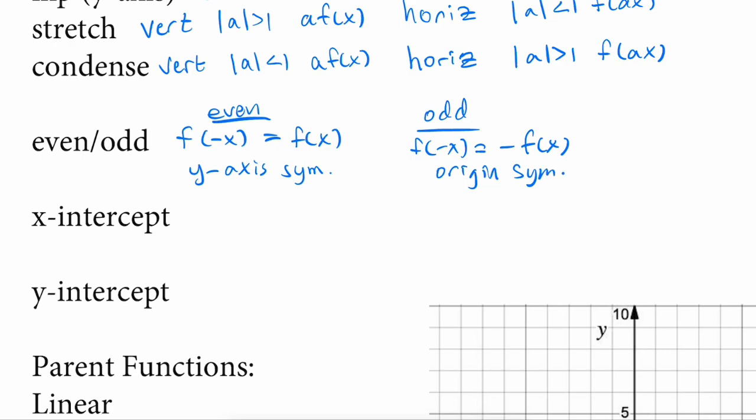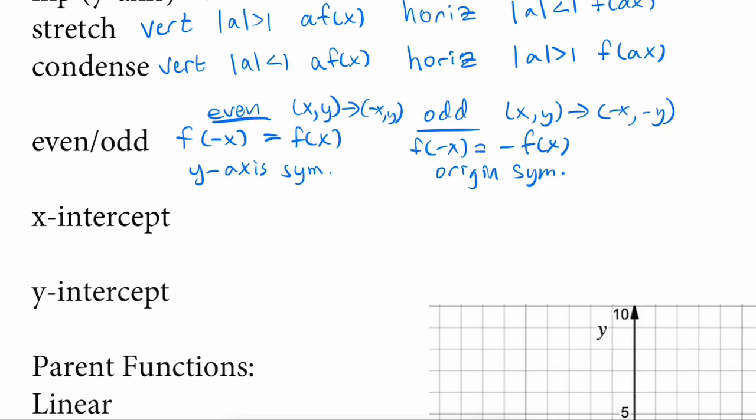Some other ways to think about it. For an even function, the point (x, y) is on your graph, and the point (negative x, y) will also be on the graph. For an odd function, if the point (x, y) is on your graph, then the point (negative x, negative y) is also on your graph. So for an even function, just look on each side of your y-axis. You can fold it over. It's a perfect match.